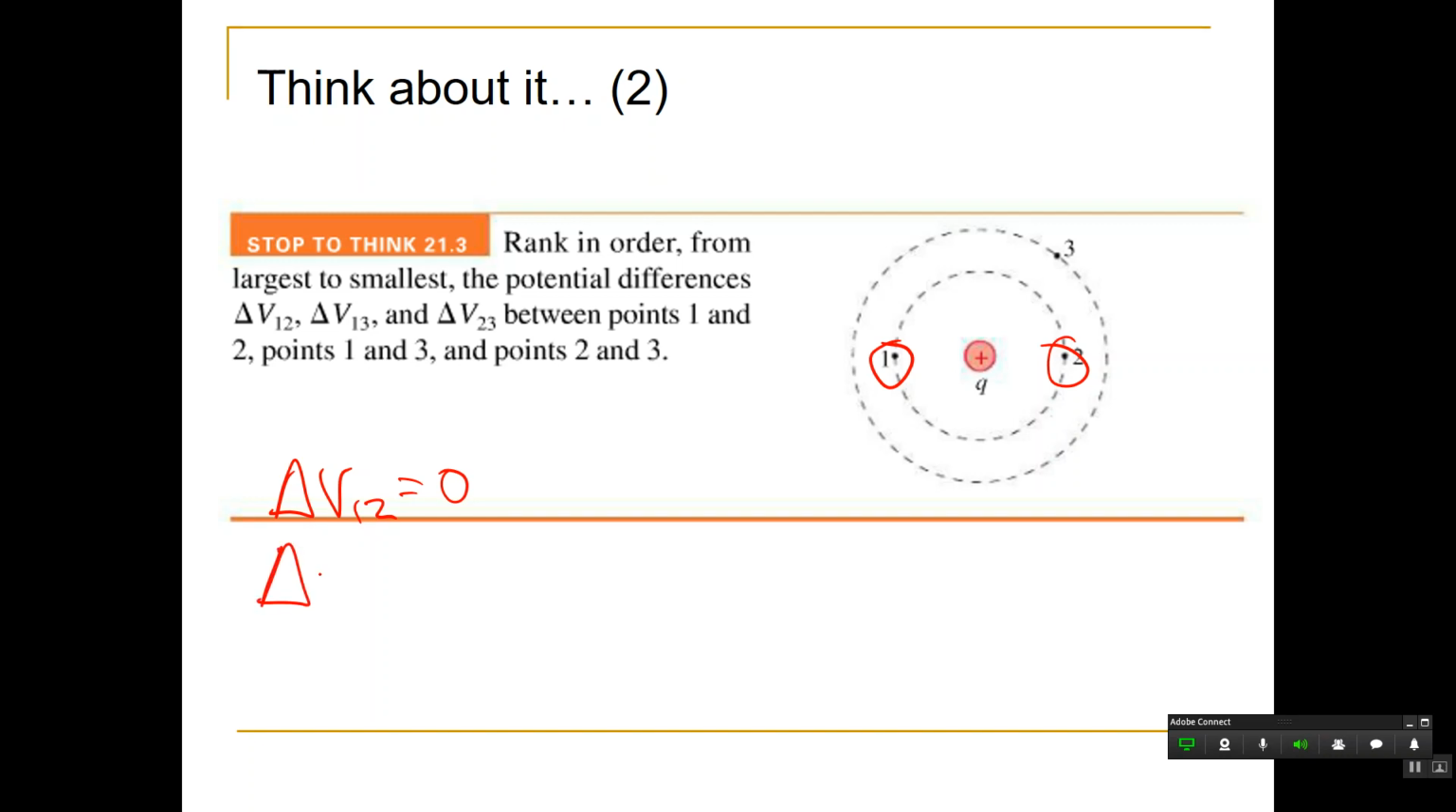Delta V13. So first of all, is it going to be positive or negative? We say V13 is the same as saying V3 minus V1. It's going to be positive. What's the highest potential? Close to Q or far from Q? Highest. I'm just going to remind you that voltage is equal to KQ over R, so the higher the R, the lower the voltage. So in this case, it's going to be less than 0.